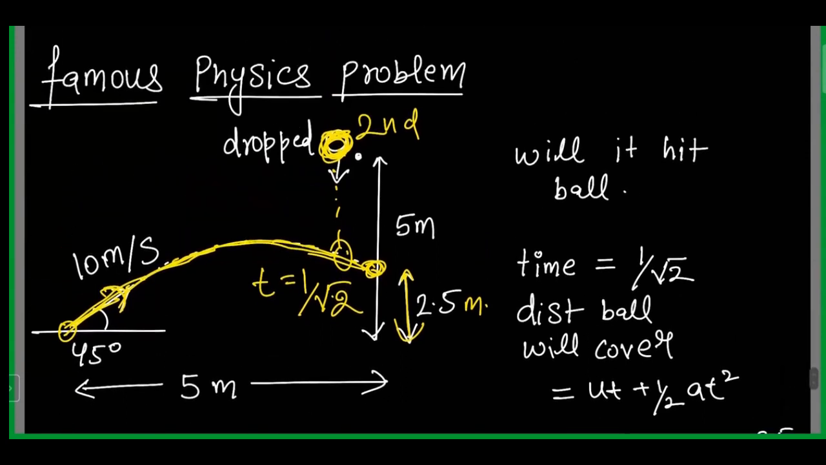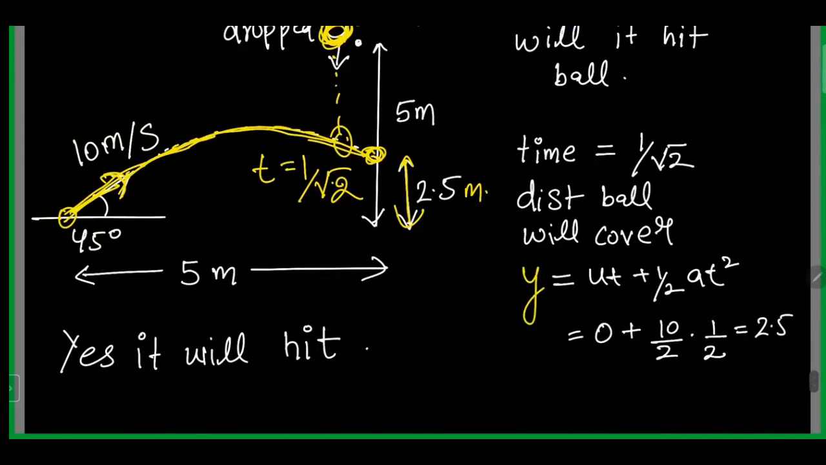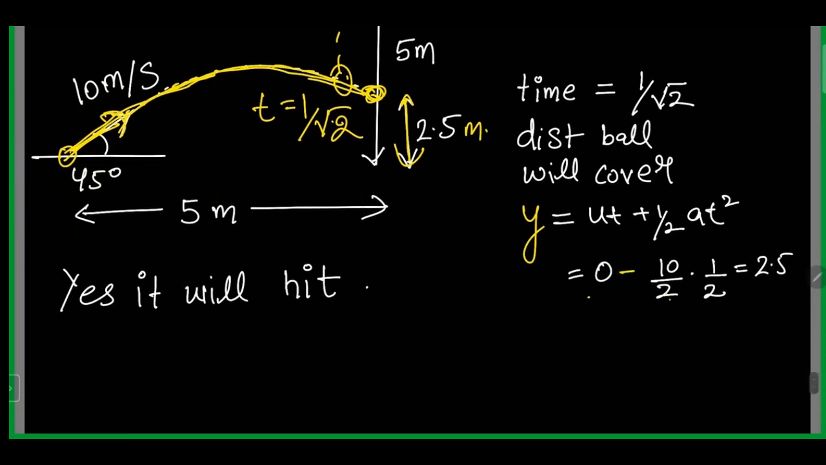For this ball, initial speed is 0 because I have dropped the ball. Whenever you drop something, your initial speed is 0. For this second ball, acceleration is minus g. And time will be 1 by root 2 because we want to see what happens after 1 by root 2 seconds. So let's apply y equals ut plus half at square. u is 0, gravity is 10, or it is minus 10. So let's put minus here.